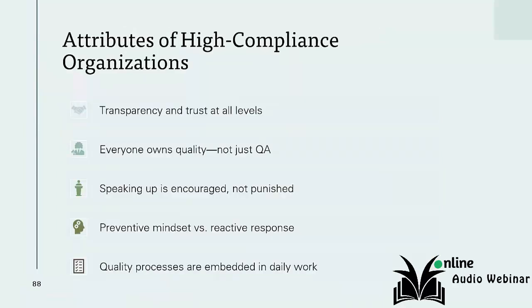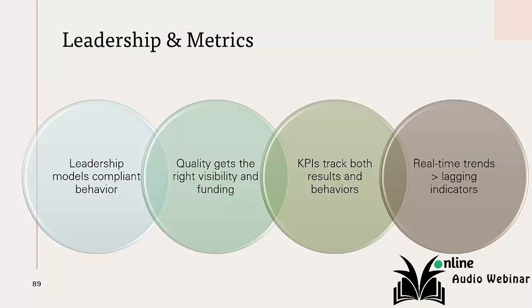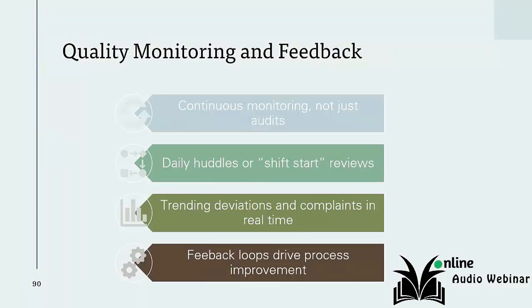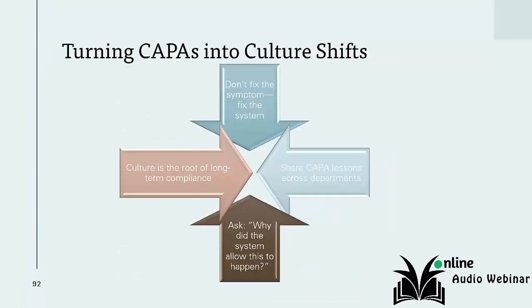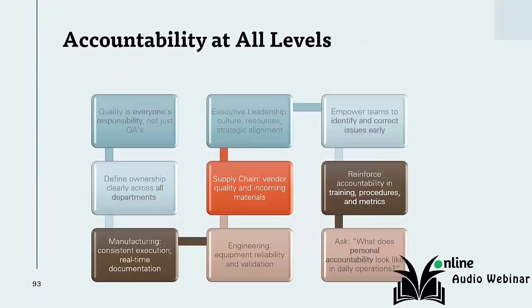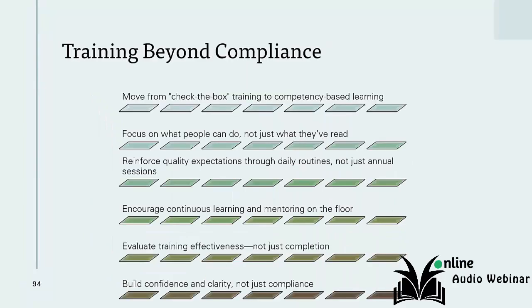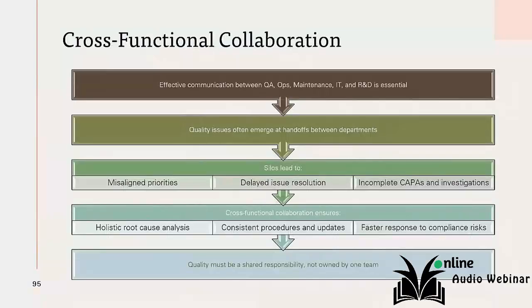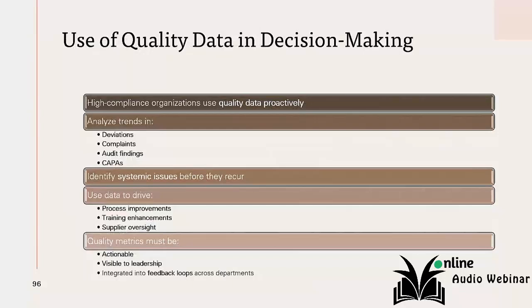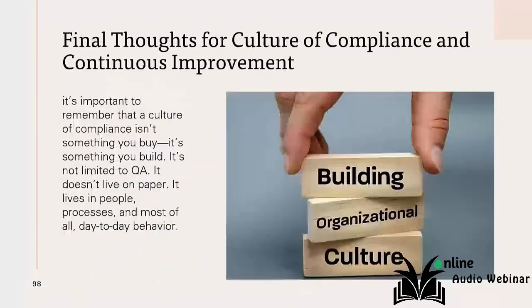Attributes of a high compliance organization, the role of leadership. Quality monitoring should become embedded into your operations rather than an external check. Compliance should also be viewed not just as a destination, but as a byproduct of a healthy culture. We should also have accountability at all levels. Training beyond compliance, cross-functional collaboration, use of quality data in decision making. So now, a few final thoughts for culture of compliance and continuous improvement.